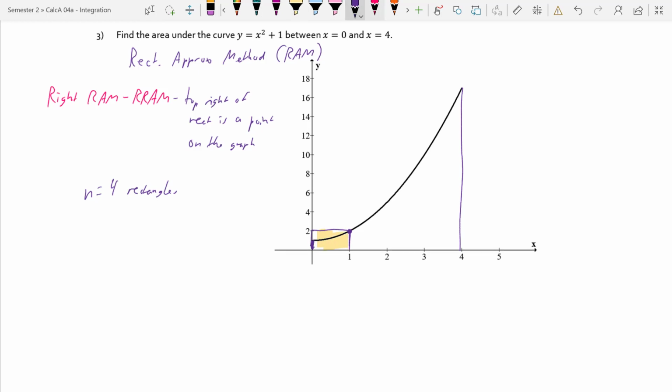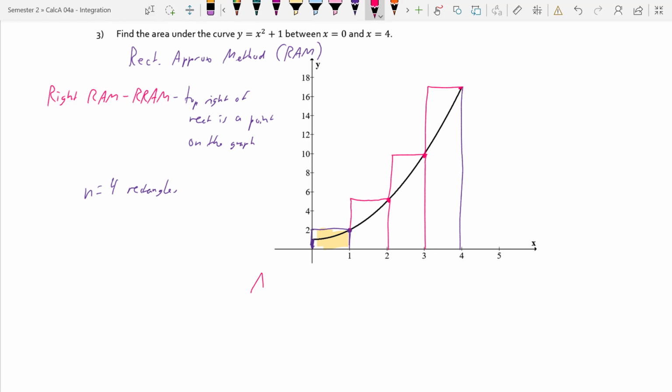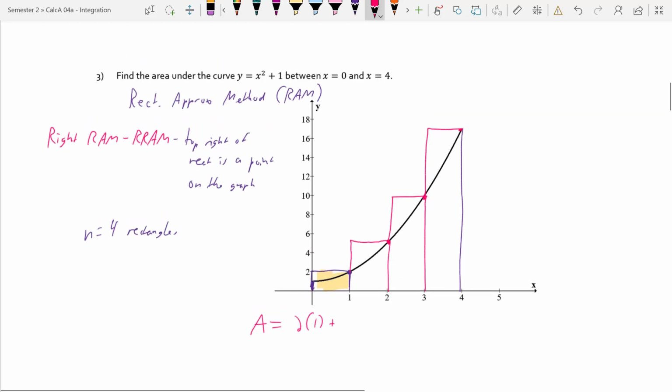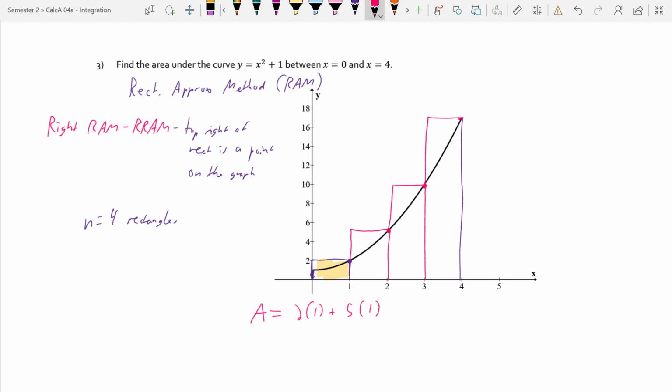Then I'm going to continue this pattern. I'm going to look at the next one over here and draw a rectangle. Then the next one right here and draw a rectangle. And finally right here and draw a rectangle. That is n equals 4 rectangles. And I'm going to want to compute the area of these rectangles. The area would be equal to, well, the width is 1, so 2 times 1 plus, now I need the function value at 2. 2 squared plus 1 is actually 5. 5 times 1 plus 10 times 1 plus 17 times 1.